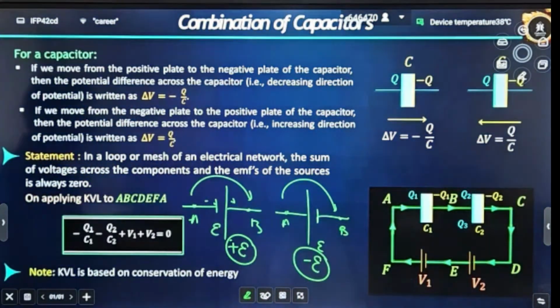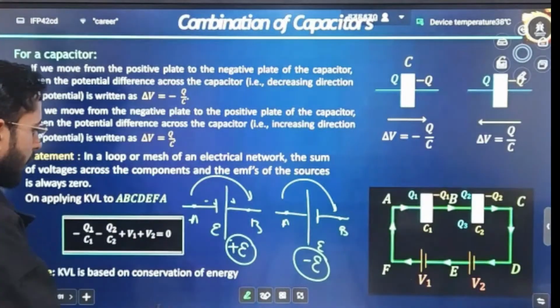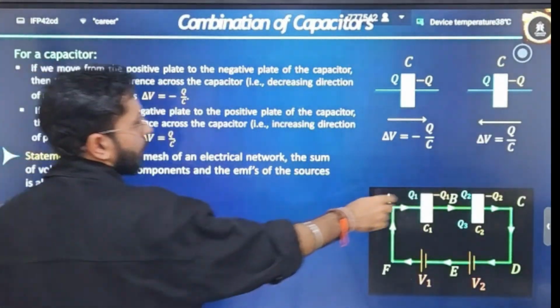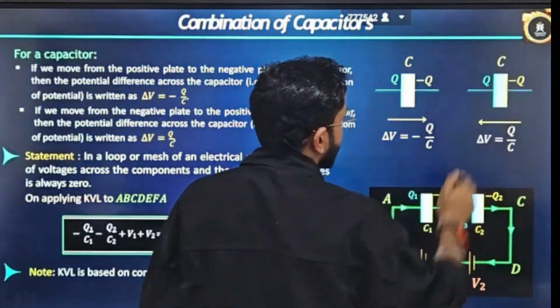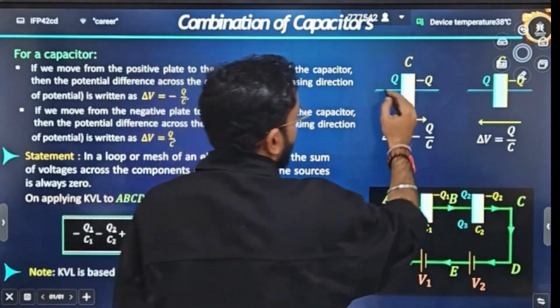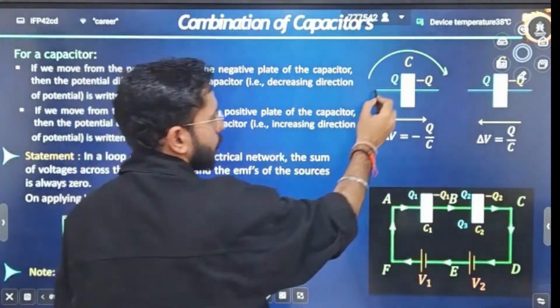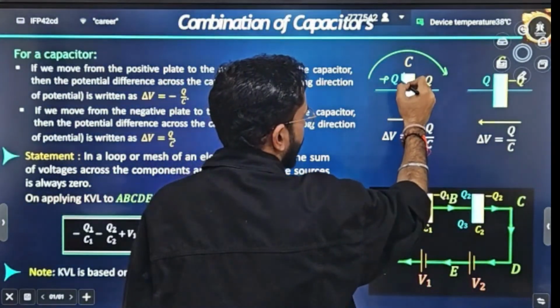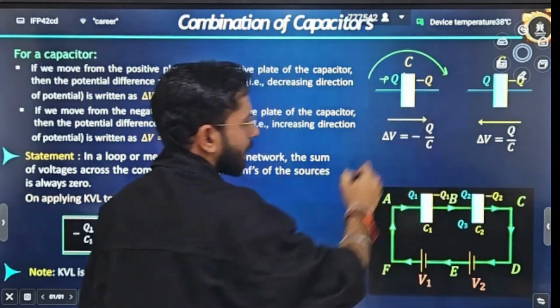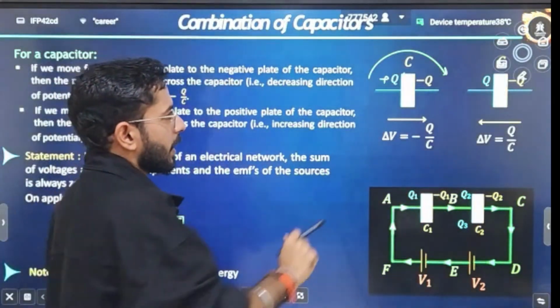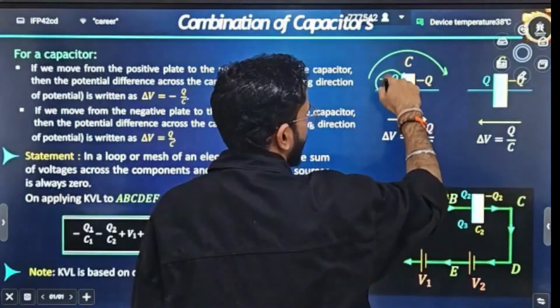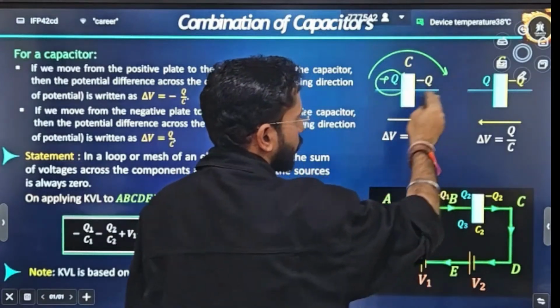So this is the one thing that you will use here also. If you are crossing a capacitor, how do you write the potential difference across the capacitor? Now let's see here. Let's suppose you are going from here to here. This is plus Q and this is minus Q. Already I told you one plate will be at positive charge and one plate will be at negative charge. Magnitude will be same. Now here what you are doing? You are going from higher potential to lower potential. Going from higher to lower, what you will get?